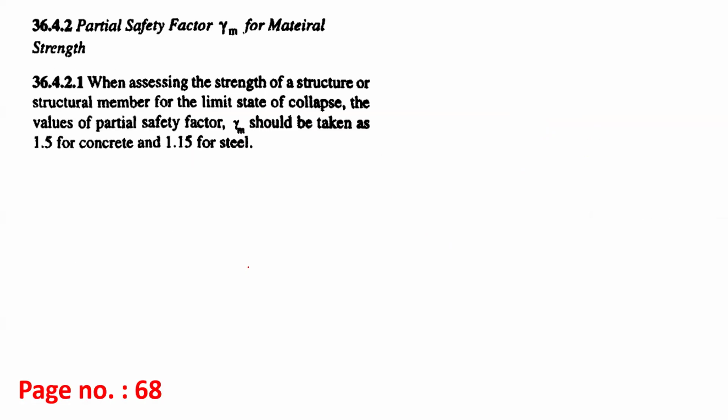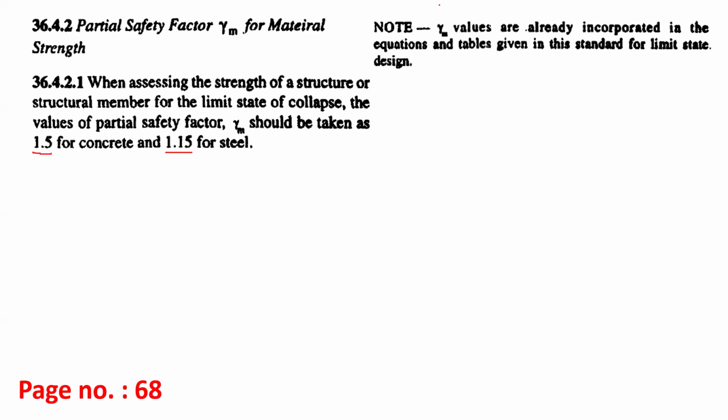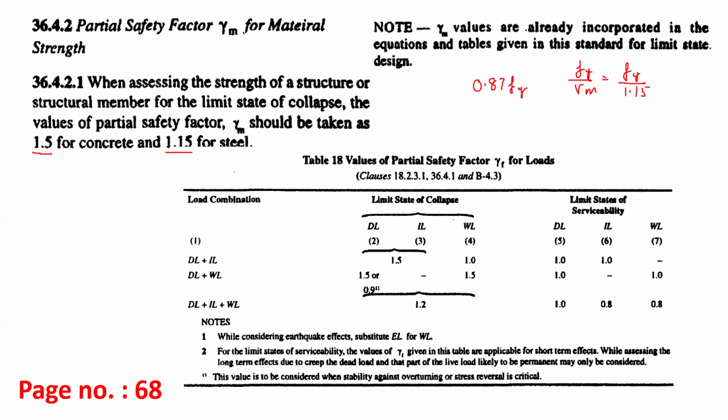Then we have partial safety factor gamma m for material strength. So we have two values. One is for concrete 1.5 and another is for steel 1.15. Now here they have mentioned gamma m values are already incorporated in the equations and tables given in the standard for limit state design. So they are using 0.87 fy, means they have used fy upon gamma m, where gamma m we have 1.15 for steel. Then we have these values.